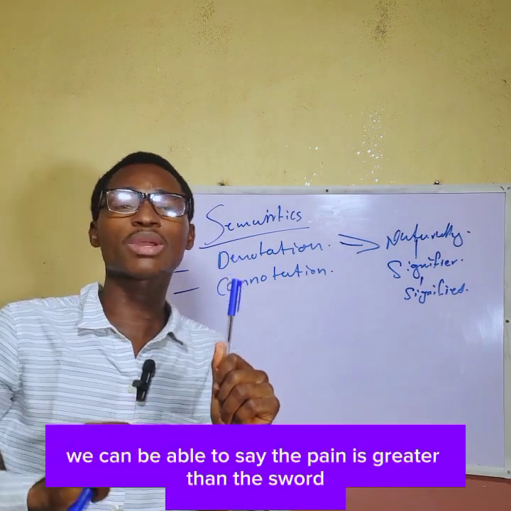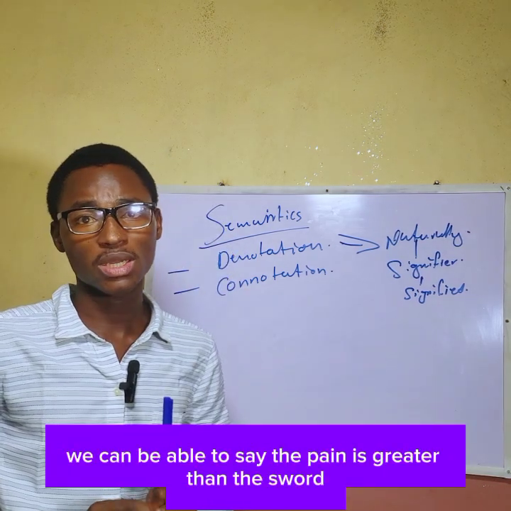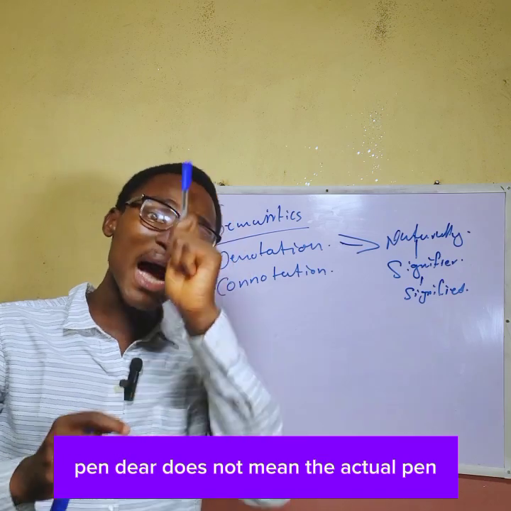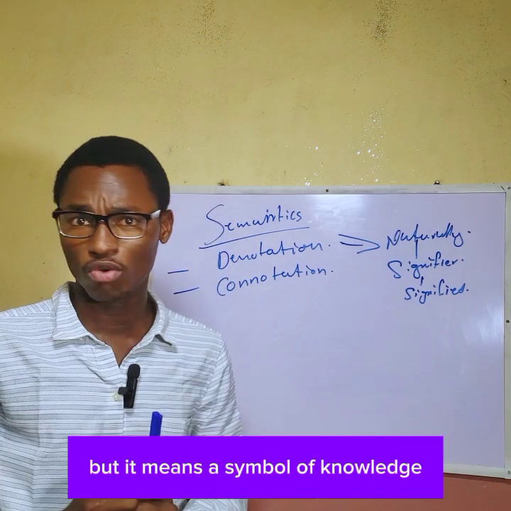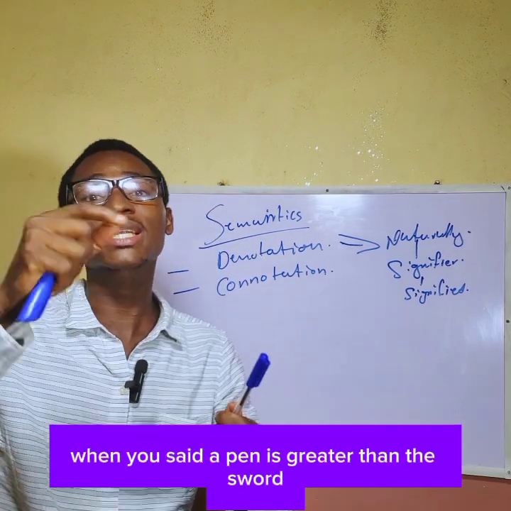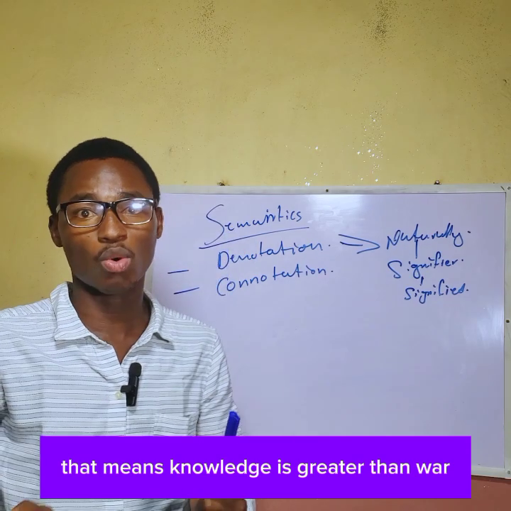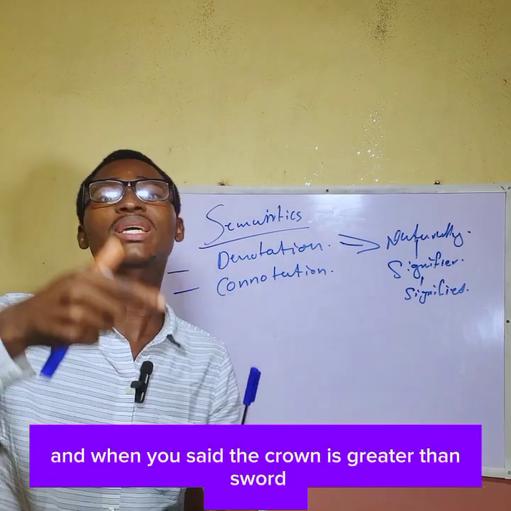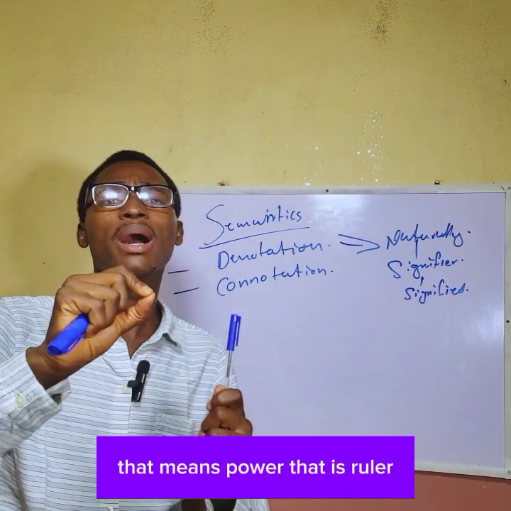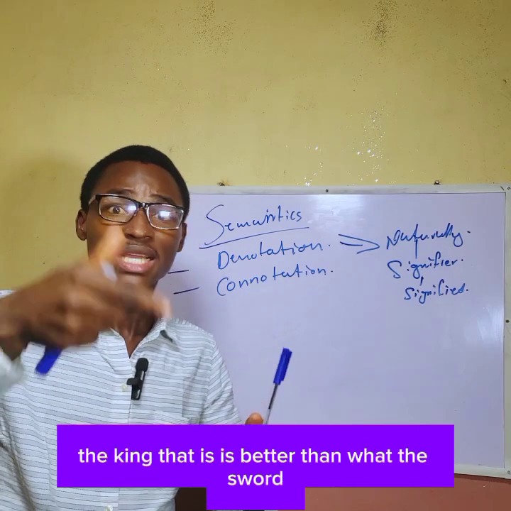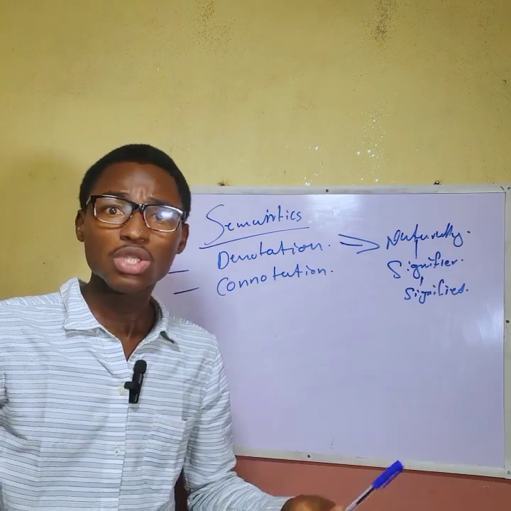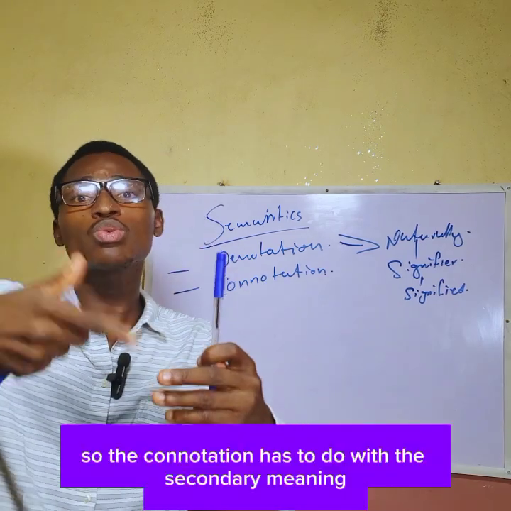That is why in English we can say the pen is greater than the sword. Pen here does not mean the actual pen, but it means a symbol of knowledge. When you say the pen is greater than the sword, that means knowledge is greater than war. And when you say the crown is greater than the sword, that means power, that is the ruler, the king, is better than what? The sword. So connotation has to do with the secondary meaning.